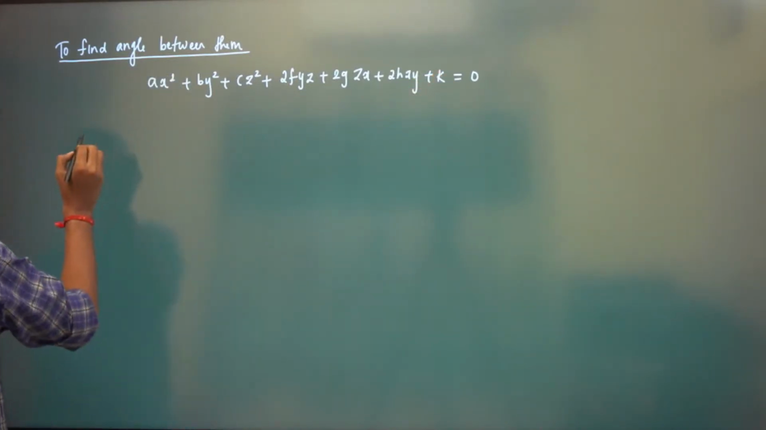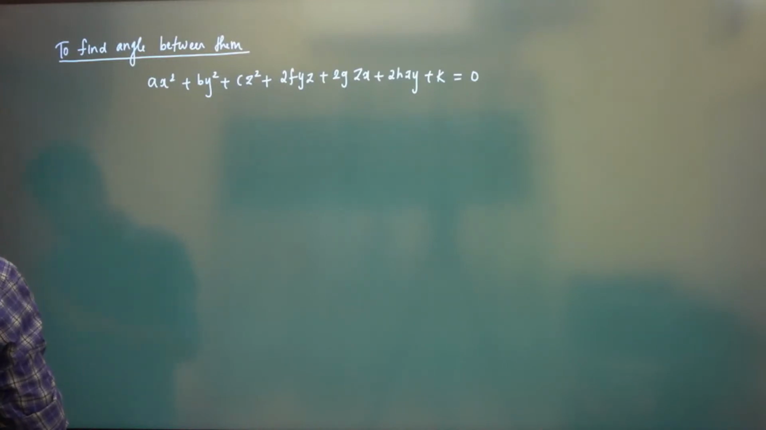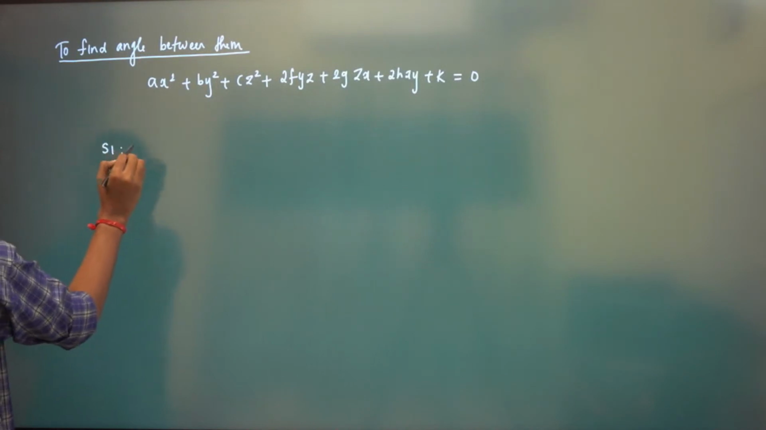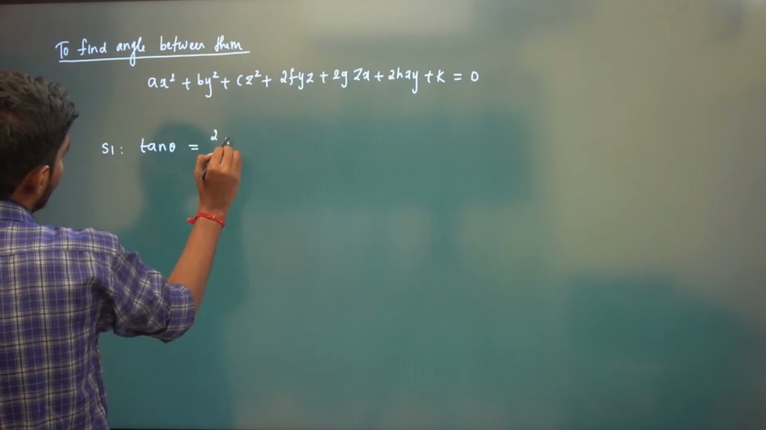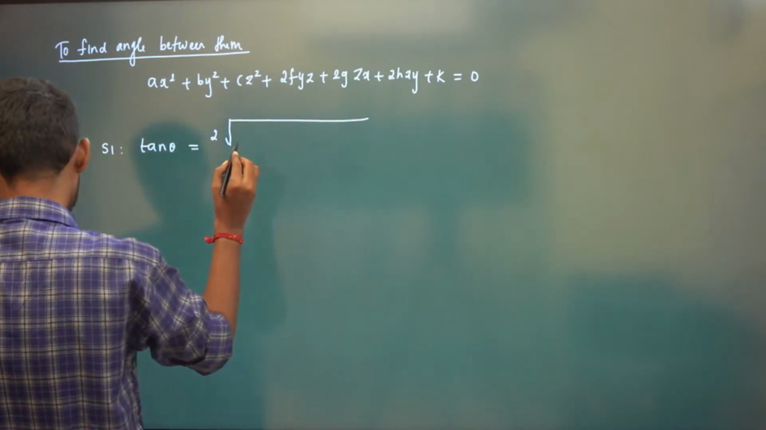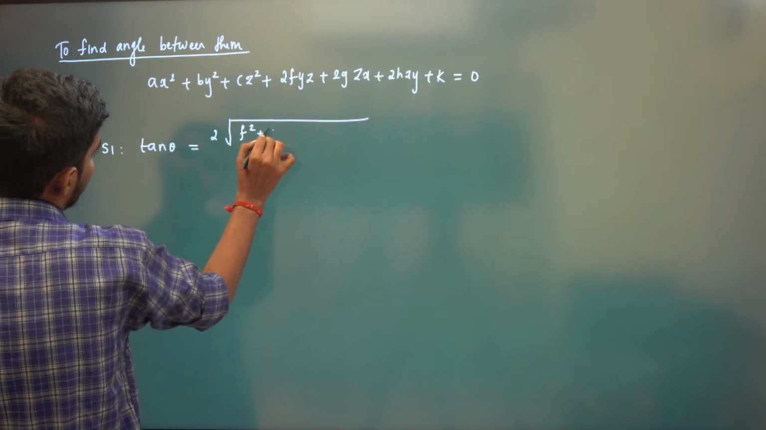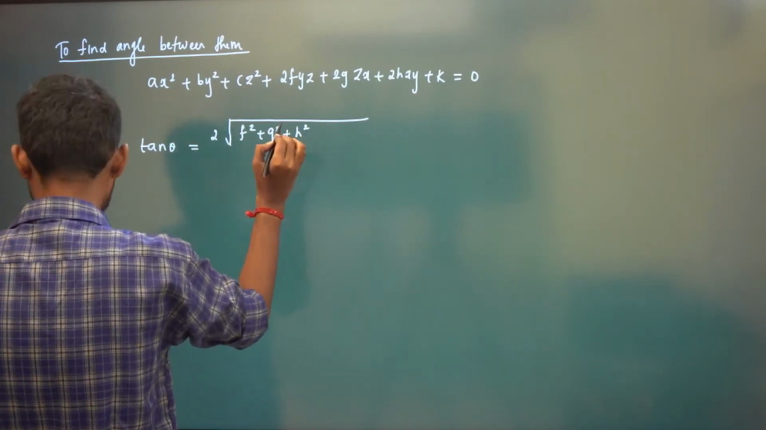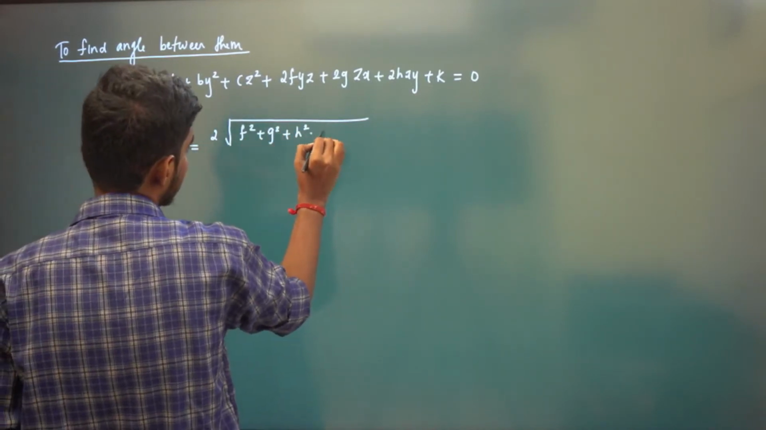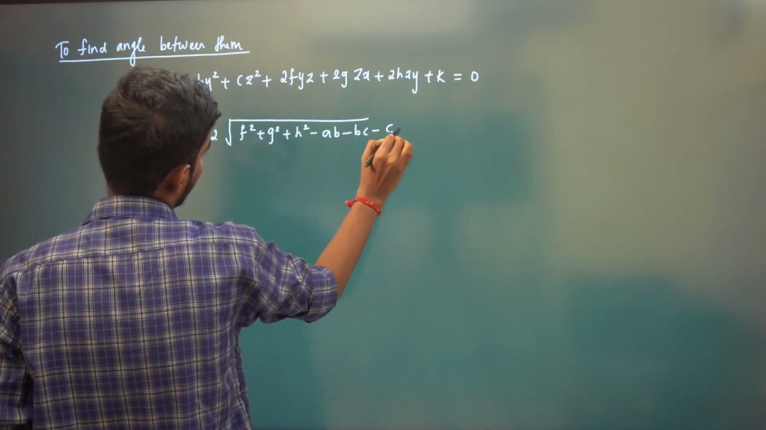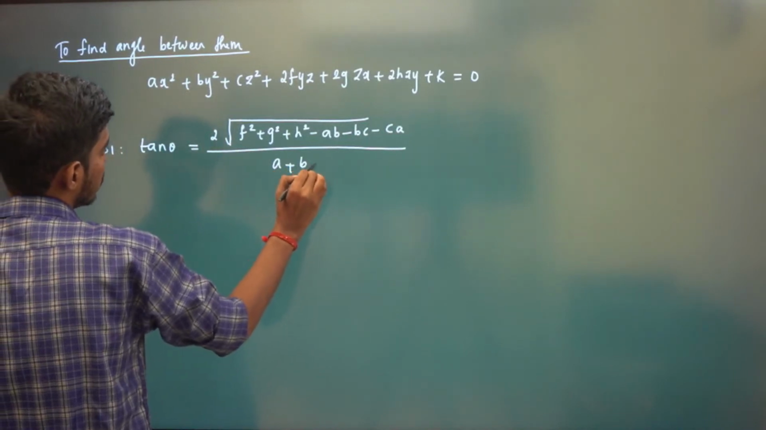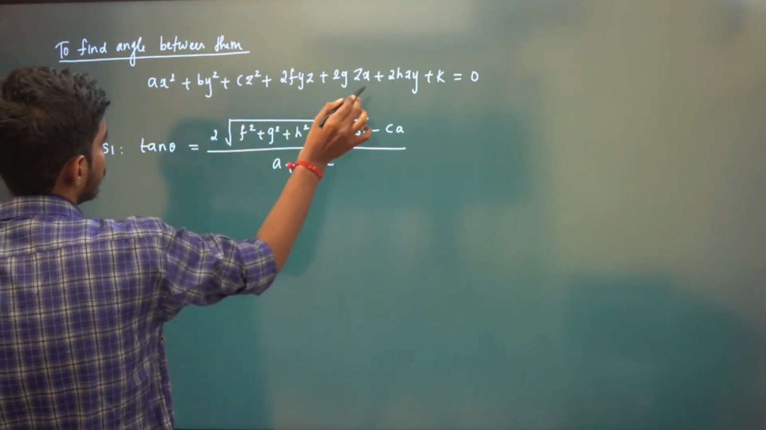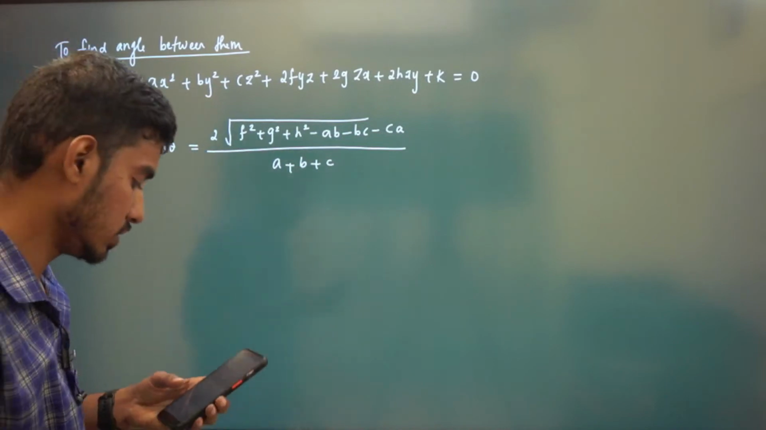So first, what you have to do is find tan theta. You can find the angle between them using this formula. So step one is you can find tan theta using the formula 2 times root of f square plus g square plus h square minus bc minus ca minus ab, divided by a plus b plus c. See, a, b, c you know, f, g, h you know. You can find tan theta using this formula.